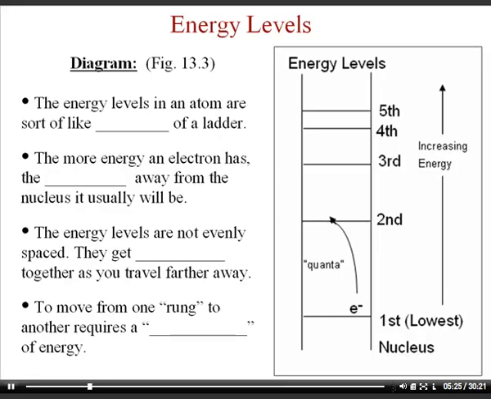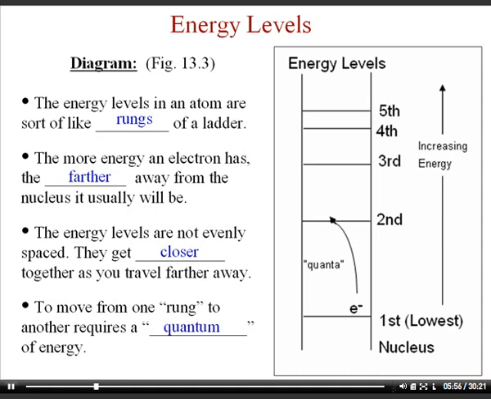Now the next slide has the definition of energy levels. Energy levels in an atom are sort of like the rungs of a ladder, and the more energy that an electron has, the farther away from the nucleus it's going to be. So as you move up the ladder, you move away from the nucleus, and they're going to have higher and higher energies. The energy levels, as you see on the diagram, are not evenly spaced. They actually get closer together as you travel farther away. So the difference between energy level 1 and 2 is rather large, but the distance between energy level 4 and 5 is a lot closer.